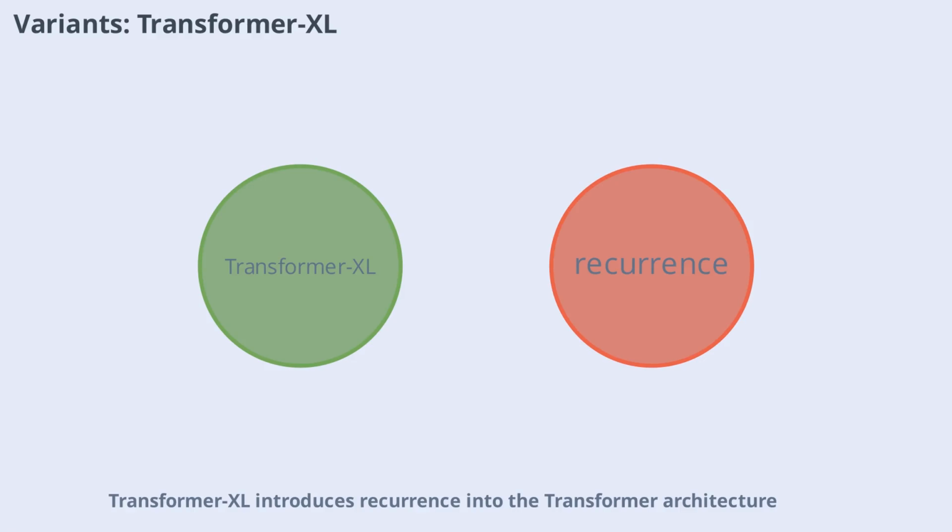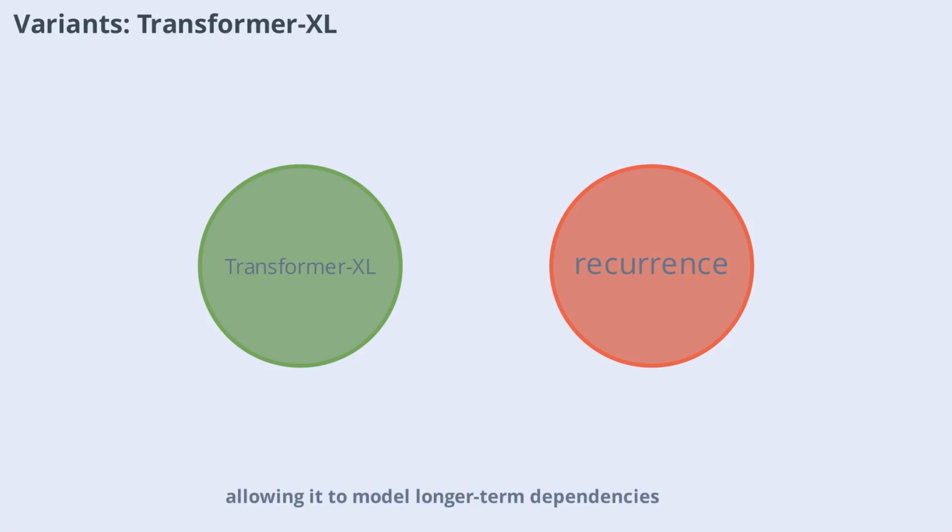Transformer-XL introduces recurrence into the transformer architecture, allowing it to model longer-term dependencies by reusing hidden states from previous segments. This innovation enables the model to process much longer sequences without running into memory constraints, making it ideal for language modeling and time series analysis.